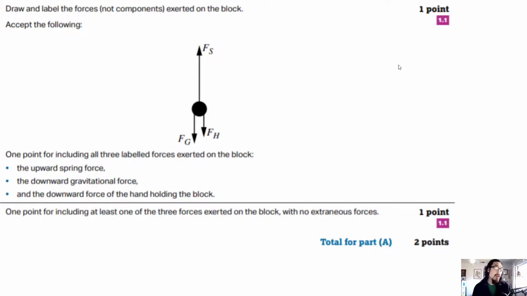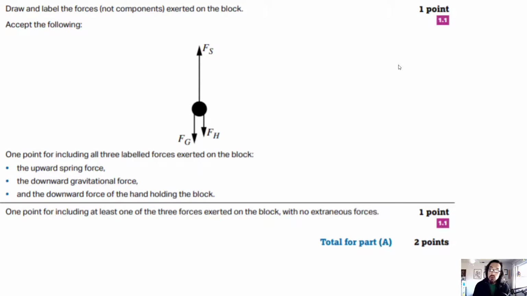You get another point for including at least one of the 3 forces exerted on the block with no extraneous forces. That little term, no extraneous forces, means that you didn't just make up a force, or include something like the normal force, which doesn't actually belong here. So only the real forces.